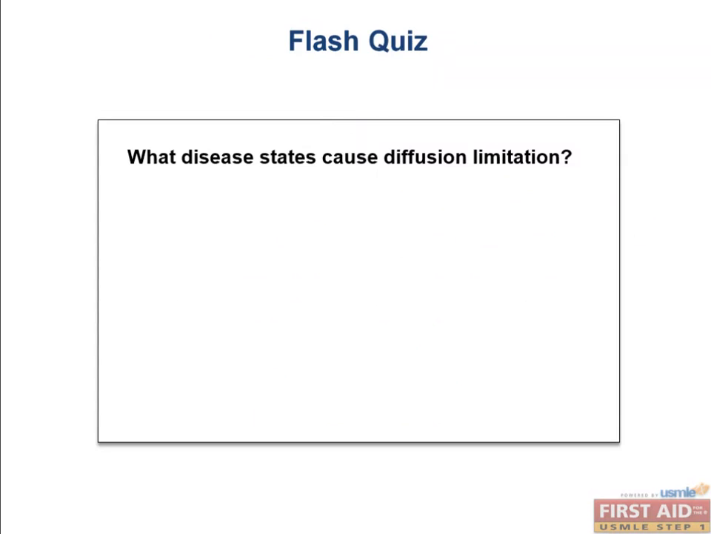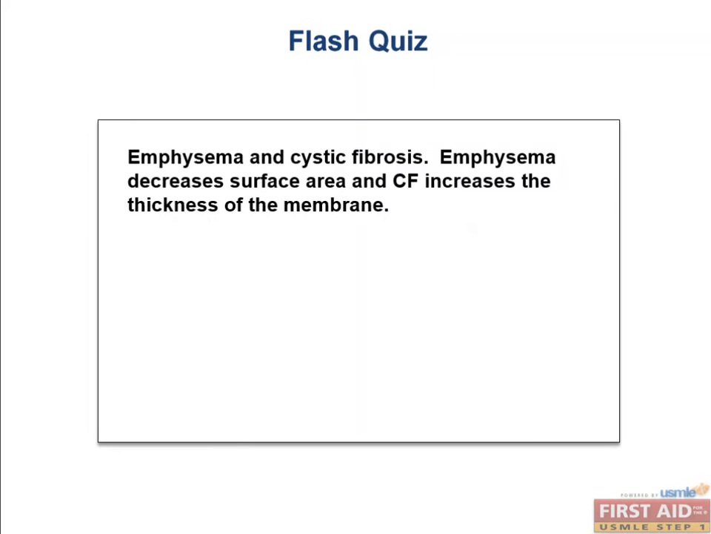Flash quiz. What disease states cause diffusion limitation? Emphysema and cystic fibrosis. Emphysema decreases the surface area, and cystic fibrosis increases the thickness of the membrane.